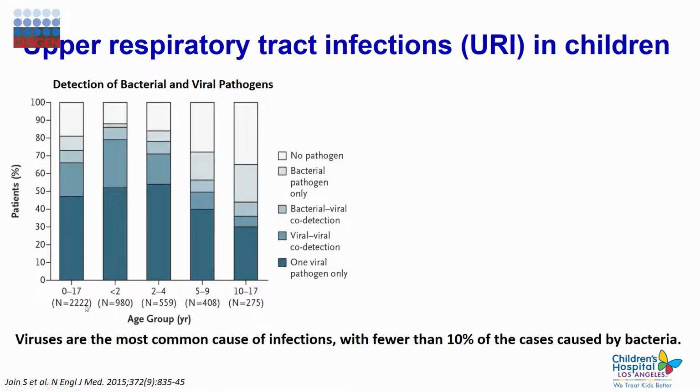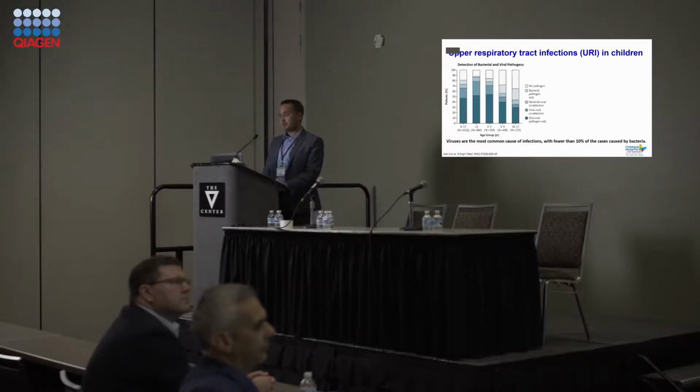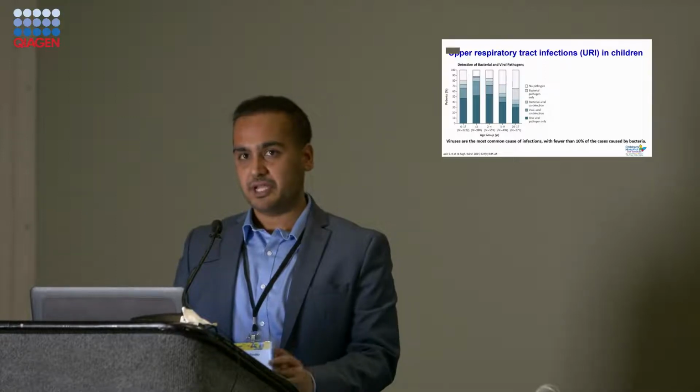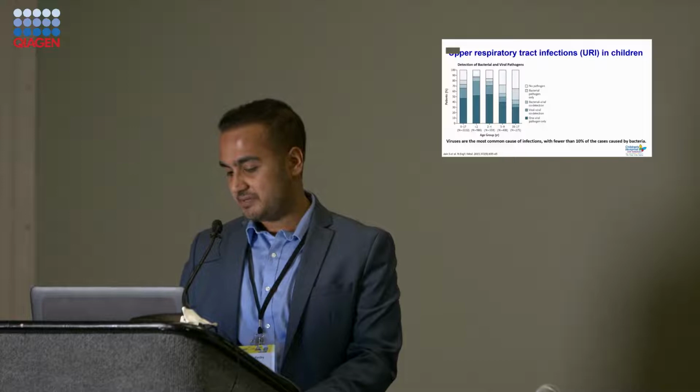So the main message here is that almost 65% of the pathogens that caused upper respiratory tract infections in these children were viral. And if you further break this group down by age, then you see that the proportions change slightly, but viruses do remain as one of the most common causes of upper respiratory tract infection.